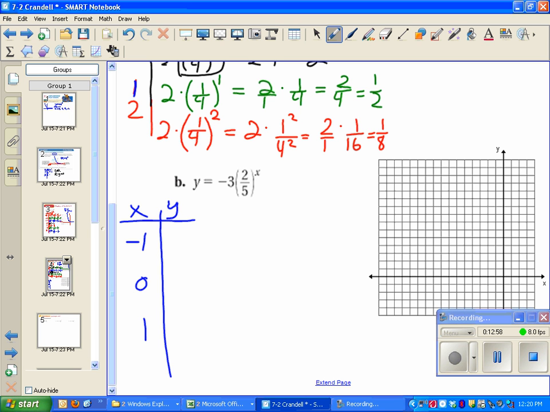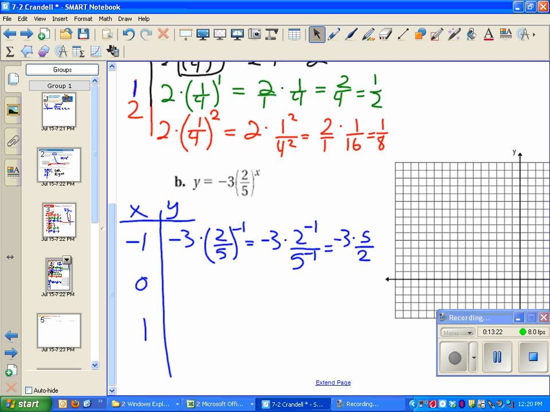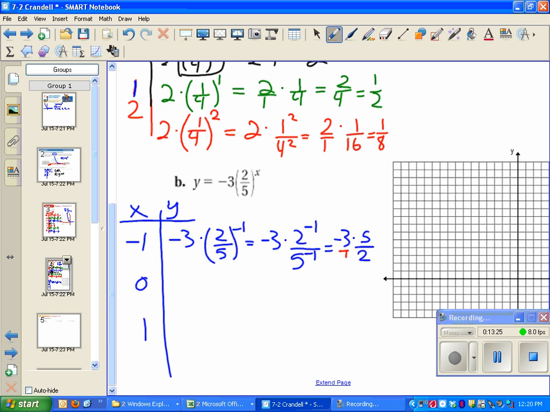If you need help getting started, this is going to be -3 times 2 over 5 to the -1 power. Order of operations, we do the exponent first, so this is the same thing as -3 times 2 to the -1 over 5 to the -1. Okay, which they're unhappy upstairs and downstairs, so we're going to change them, and we're going to do -3 times 5 over 2. And then we multiply straight across, so we'll make that a -3 over 1. So that's going to be -15/2, or -7.5.